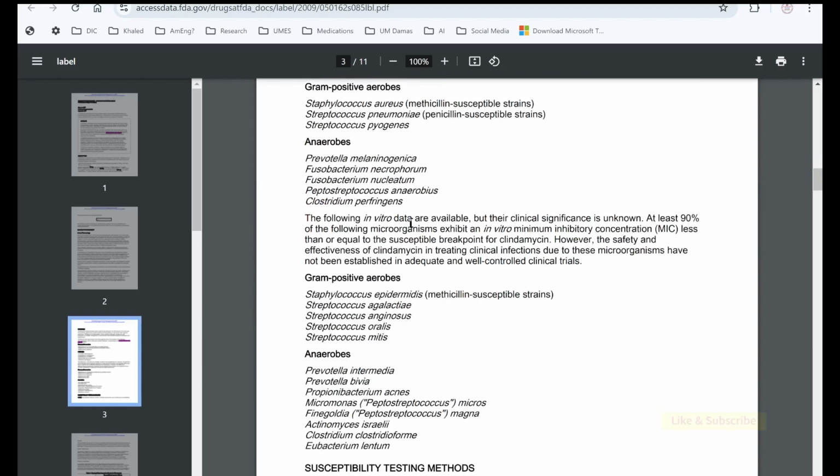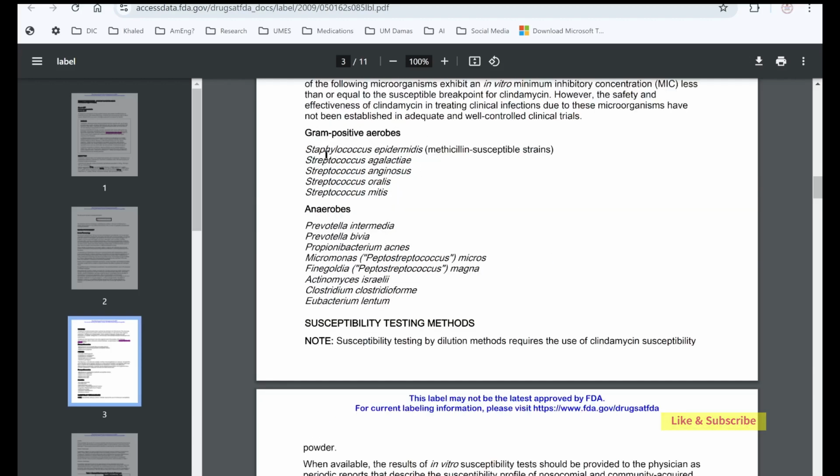We have the description of how this medication works. Microbiology, I like what we have here. This medication covers gram-positive anaerobes. You can see it here, we have Clostridium perfringens. Then we have gram-positive anaerobic, we have anaerobic here, a lot of medication there.